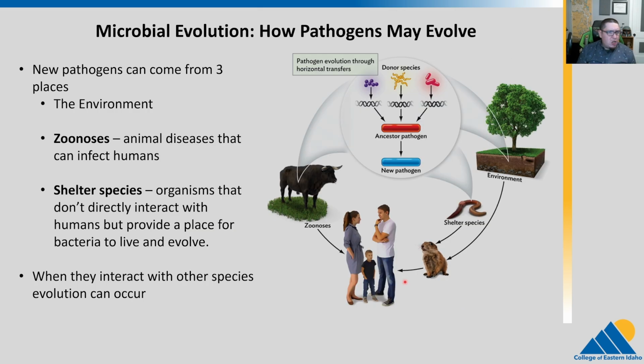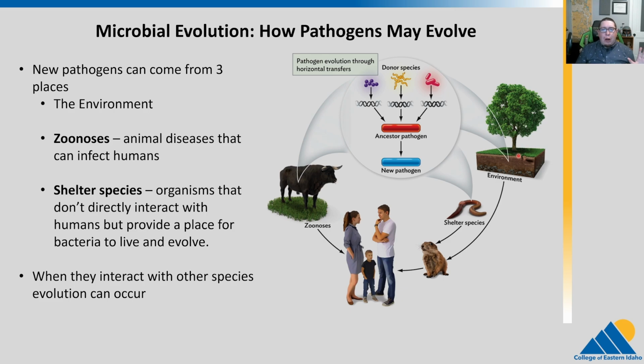All right, to finish up in this section, let's talk a little bit about microbial evolution and how potentially pathogens evolve. I want you to remember back to last chapter, chapter 9. We talked about mechanisms of bacteria sharing genetic material, right? So transformation and transduction and things like this. Well, new pathogens, things that can be disease-causing to us, are going to come from basically three places.